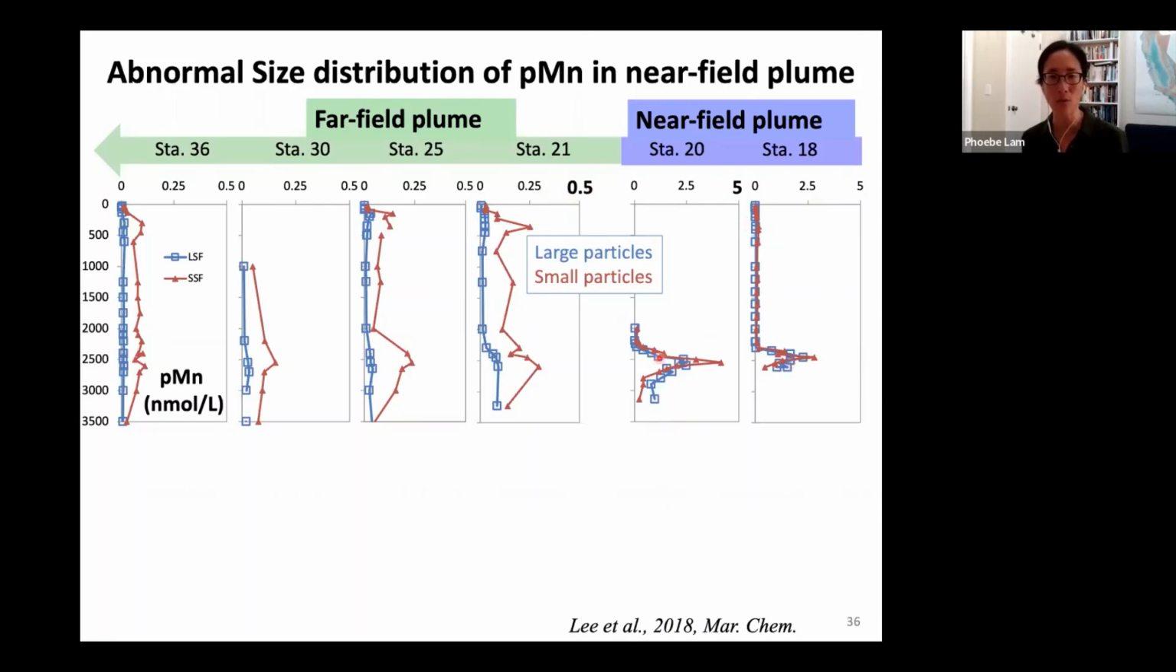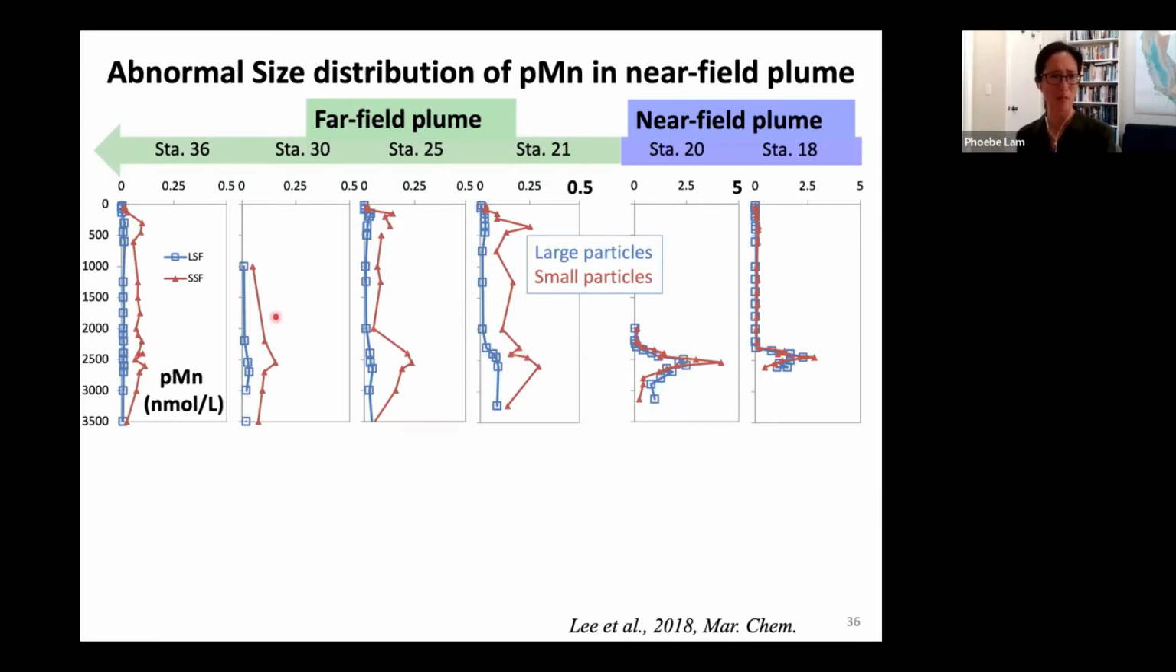And then these two symbols are showing you large particles, so greater than 51 micron, and small particles less than 51 micron. And you see in the near field that the small and the large are about the same. That means 50% of all the manganese is in large particles, 50% in small particles. If you go into the far field, you see that it's dominated by the red, which is small particles. We have most of the manganese in the small particles, not in the large. So this is an extremely unusual size partitioning.